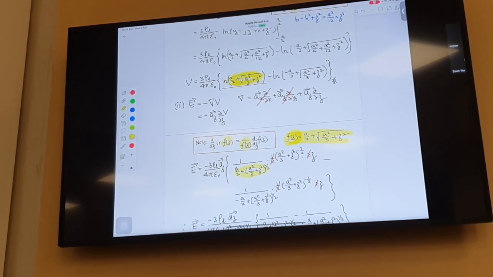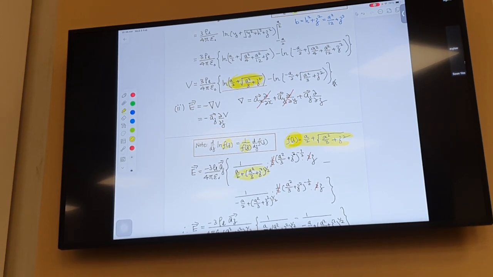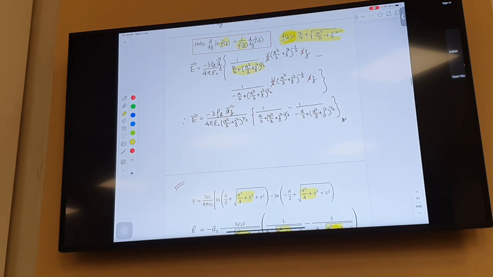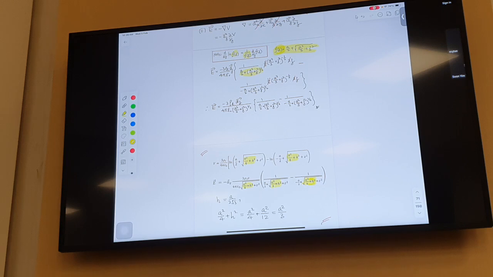So you take 1 over f(z) here, and differentiate this term with respect to z. This constant becomes 0, differentiate the square root, half, minus 1, minus half here, differentiate z squared to 2z. Practice a little bit on differentiation. So that will give you the E field due to the first term. Second term, similarly, you can do it. Okay, that's all. Any question?